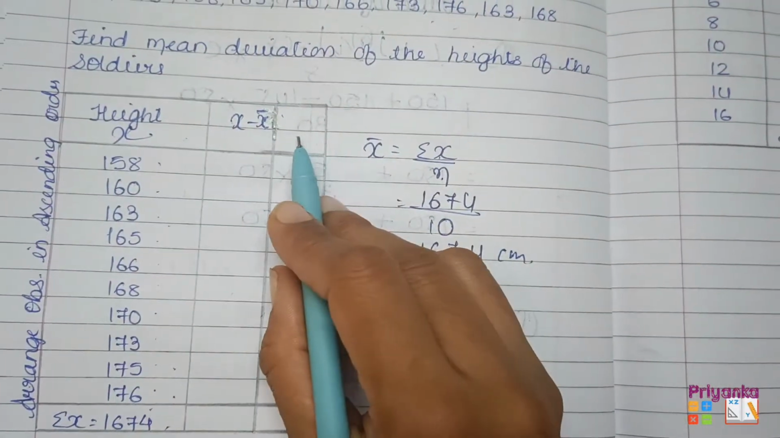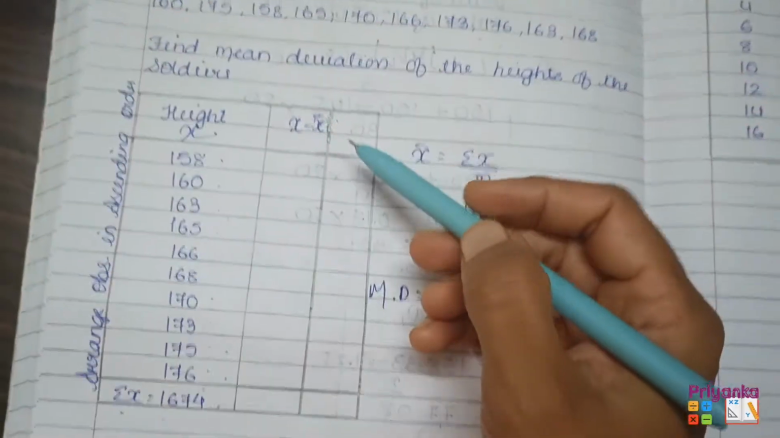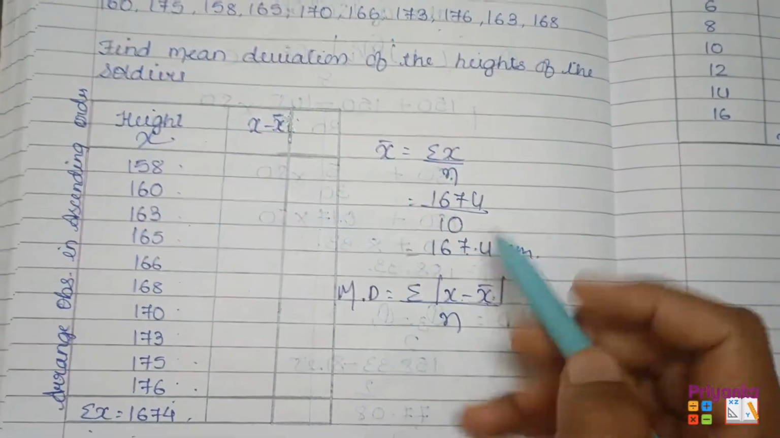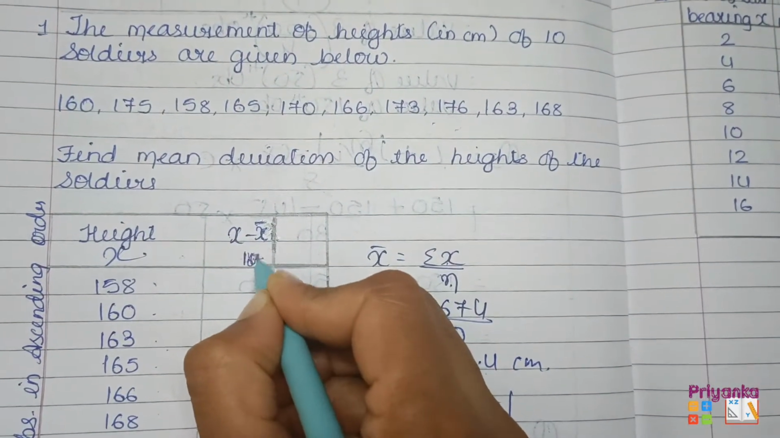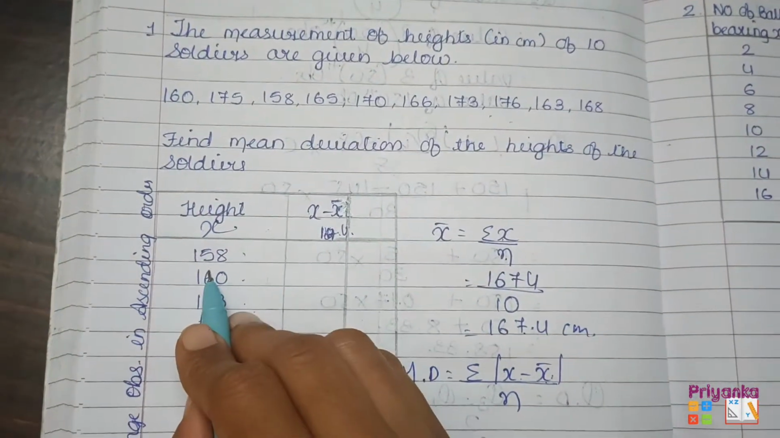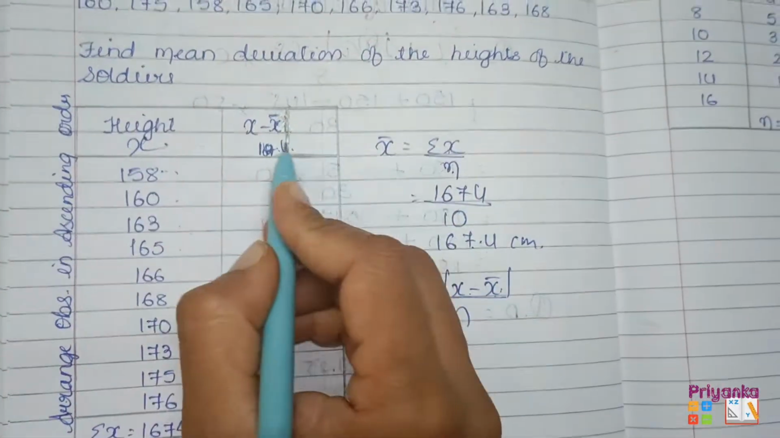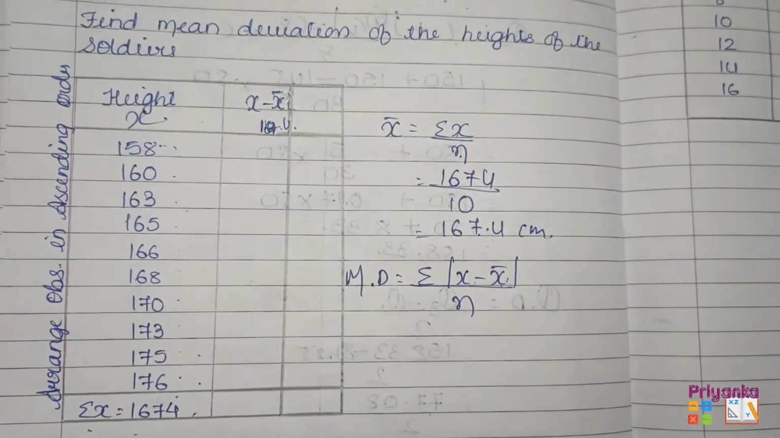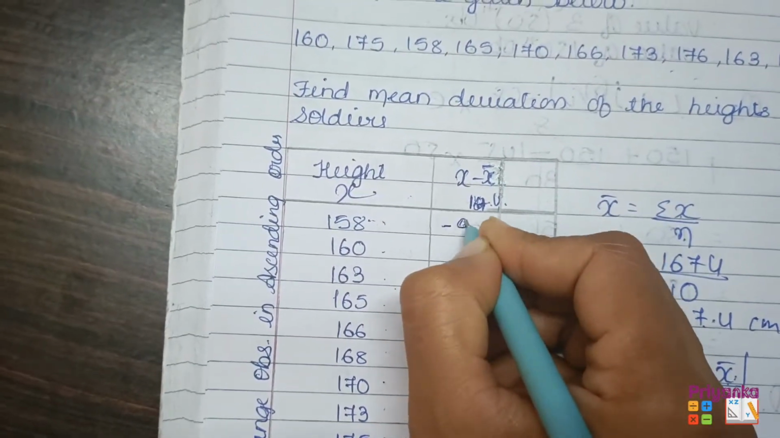Now here I am going to introduce one more bracket to show the absolute bracket calculation. First of all, let's get x minus x bar. X bar here we found is 167.4, which will be subtracted from 158. So just take the value 158 minus 167.4. The answer will be, here we get the answer in minus, 9.4.